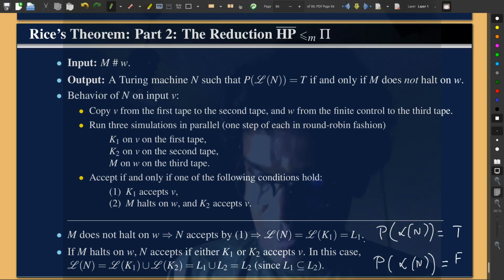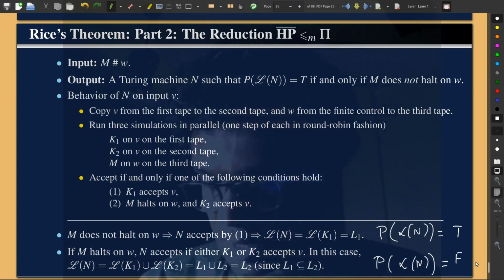Right. So the property is true if and only if M does not halt. If M does not halt, the property is true. And if M halts, the property is false. Therefore, if P is a non-monotone property, then this reduction establishes that the corresponding language has to be non-RE.